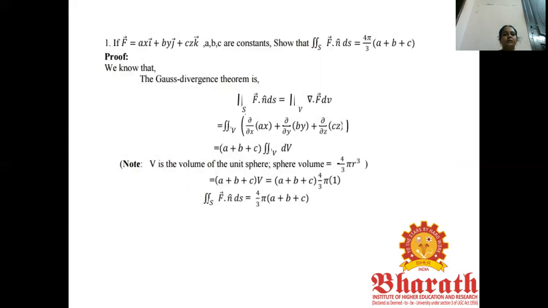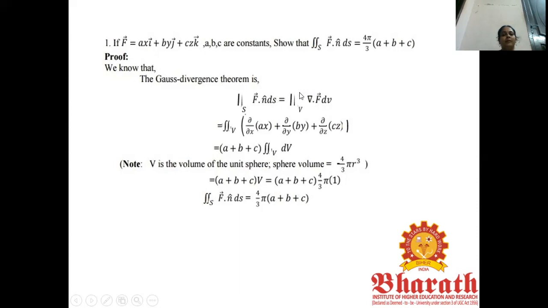Now by using the divergence theorem, see the example here: F vector is equal to ax i vector plus by j vector plus cz k vector. Here a, b, c are constants. We have to show that the double integral over S of F dot n cap dS is equal to 4 pi by 3 of a plus b plus c. So the Gauss divergence theorem statement is double integral over S of F dot n cap dS is equal to double integral over V of del dot F dV.